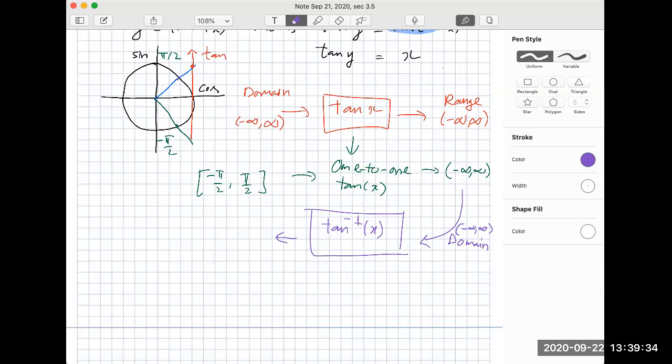And the range of the inverse function of tan will be the domain of tan, which means negative pi over 2 to pi over 2. So in short, the domain of tan inverse is from negative infinity to infinity, and the range of tan inverse is from negative pi over 2 to pi over 2. Do you have any question? Yes.